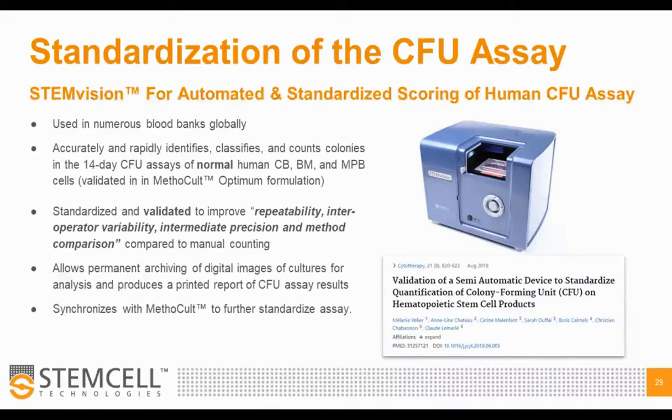And you can see from the title here: validation of a semi-automatic device to standardize quantification of CFU colonies. So it really allowed us to say that it was more of a standardized assay, and you could use it. The automated counting would improve repeatability, interoperator variability, and comparison for colony counts compared to what you would otherwise get with manual counting. The other thing you notice from the images is that it allows permanent archiving of some very high quality digital images of cultures so that you can keep these for all time.